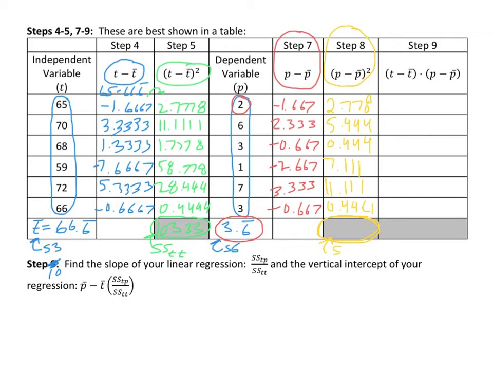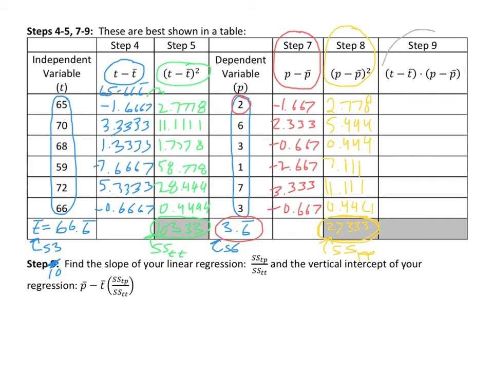But again, I'm going to call it SSPP because P is my dependent variable. When I added all of these up, I got 27.333. Okay. Now, like I said, we're really getting close here. We're almost done. What I want to do now is I want to go through and do step 9.